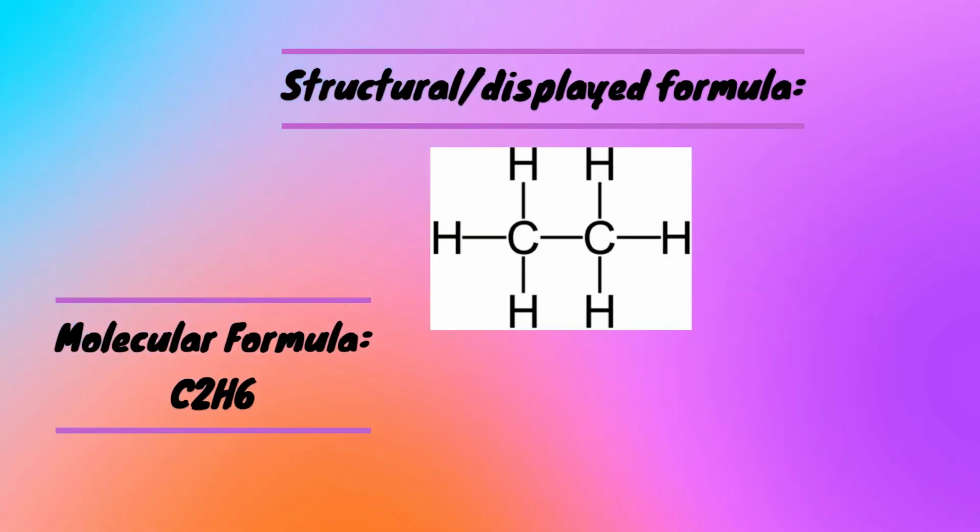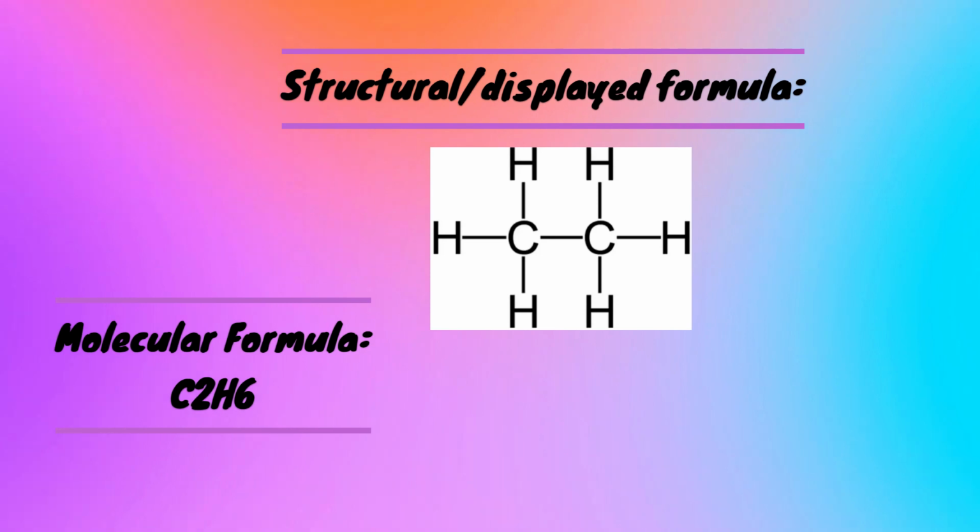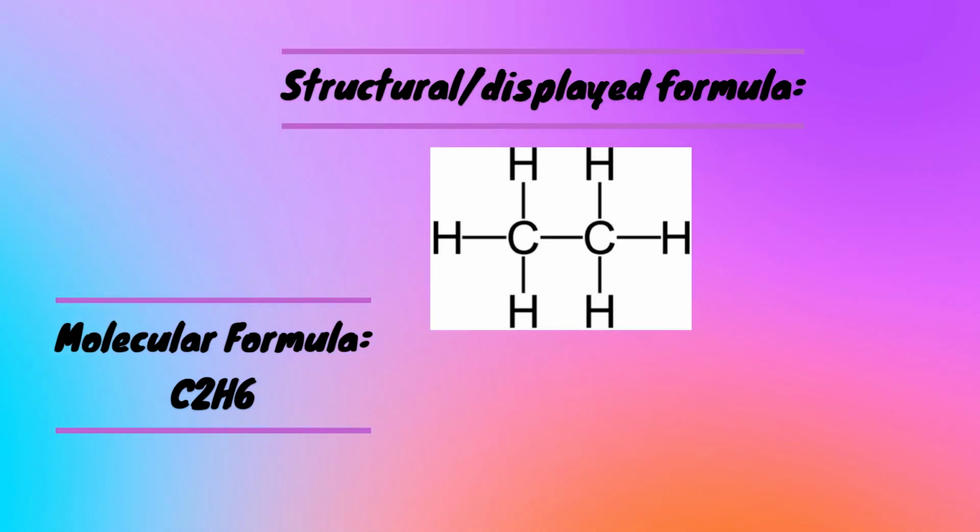For example, ethane. Ethane's molecular formula is C2H6, but you might be asked to draw out the structural formula. C2 tells us that we have 2 carbon atoms, so they will be joined together by 1 covalent bond, and H6 tells us that there are 6 hydrogen atoms. So the structural formula for ethane would look like this.